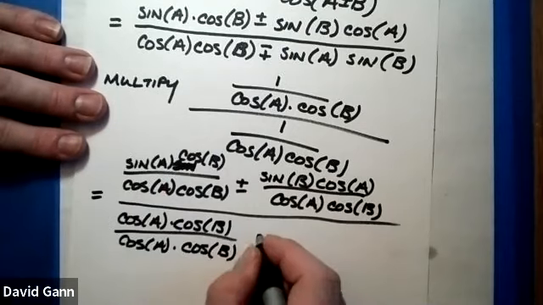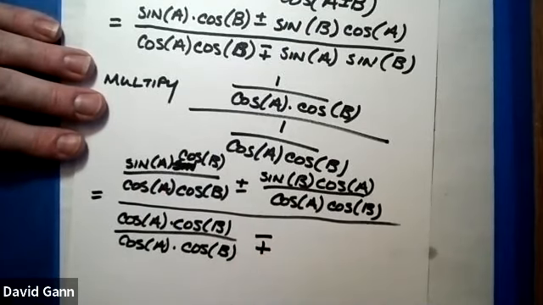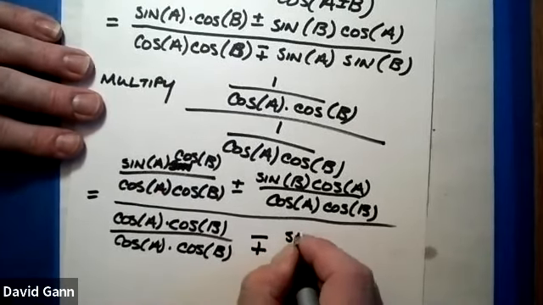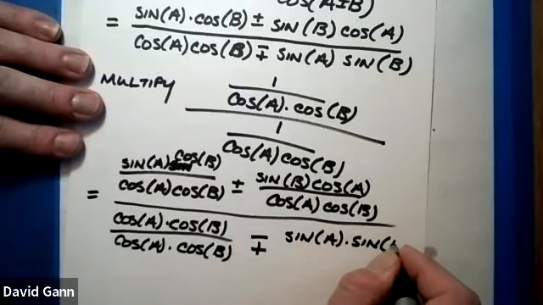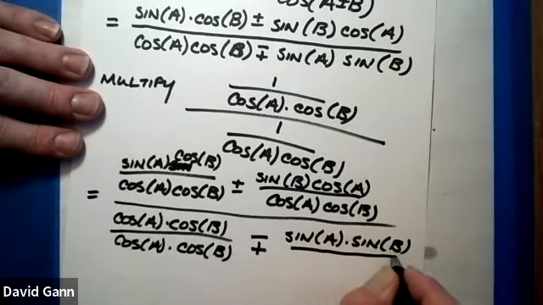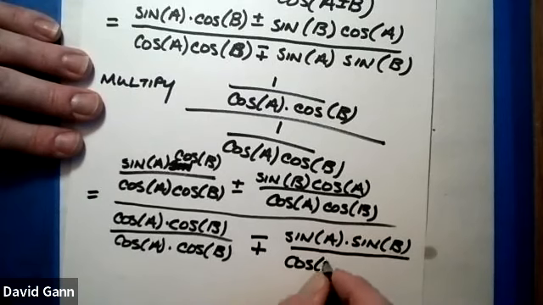Minus plus sine of A times sine of B divided by cosine of A times cosine of B.